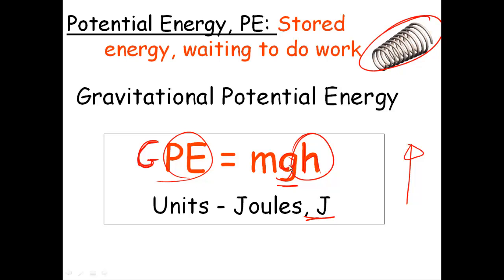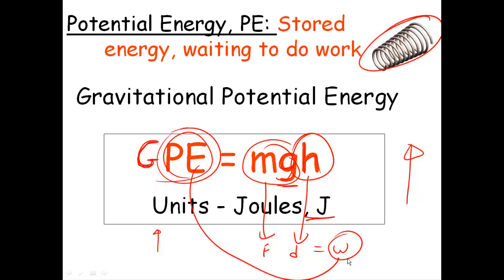And it may seem kind of strange that this is some really weird thing, but remember, the work required to lift something is now how much energy is stored there. So isn't mg the weight of something, or in other words, the force? And isn't h the distance you lift it? F times d, isn't that work? So in other words, potential energy and work are very much related in that way.